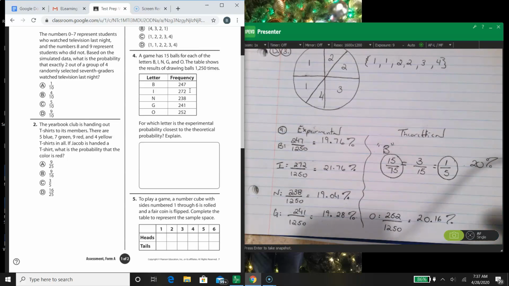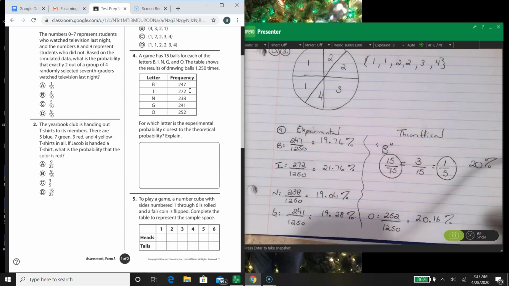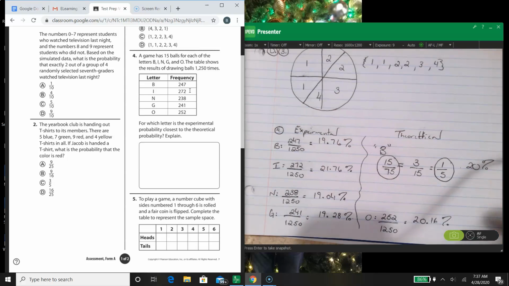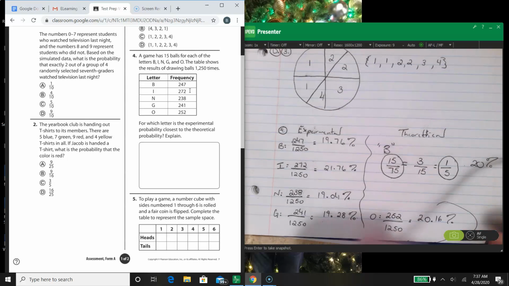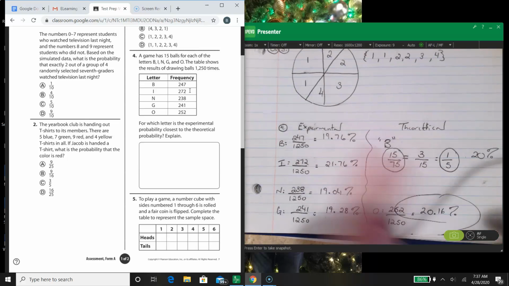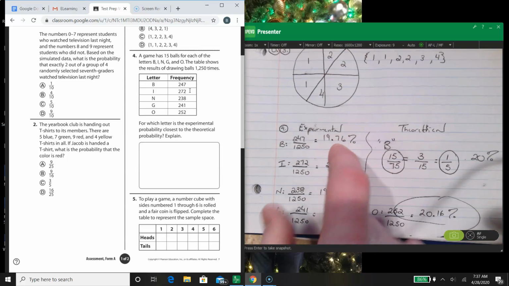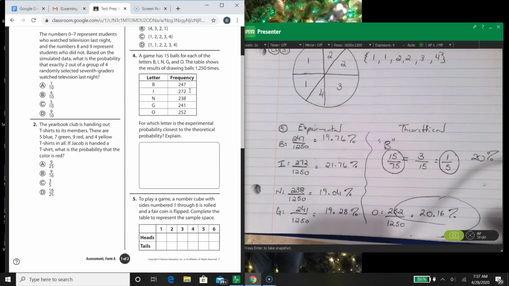And it wants to know which of these is closest to this one. We did all that work because we want to see which experimental probability is closest to theoretical probability. And just by looking at these, you can tell that O is actually going to be the closest. O is 0.16 away, whereas B, a close second, is going to be 0.24 away. So O would have been the closest in experimental probability to letter B. So there you go. There's your answer to number 4.